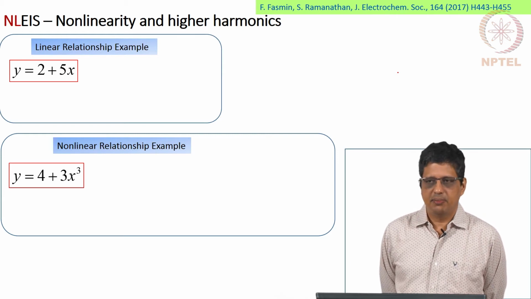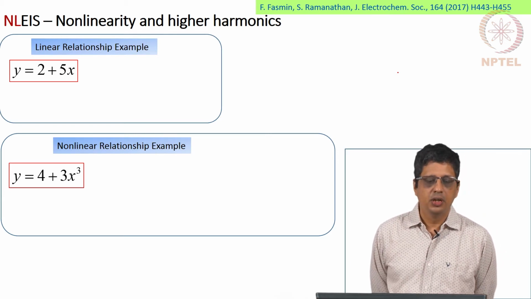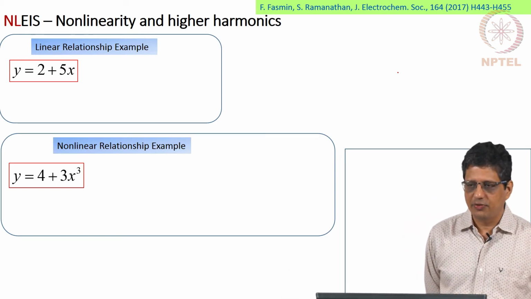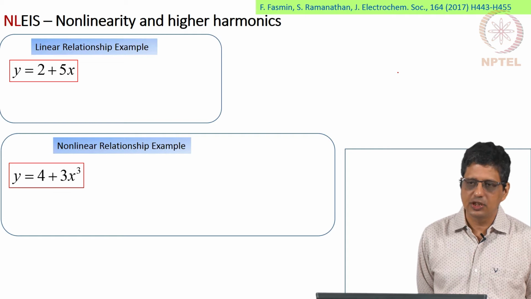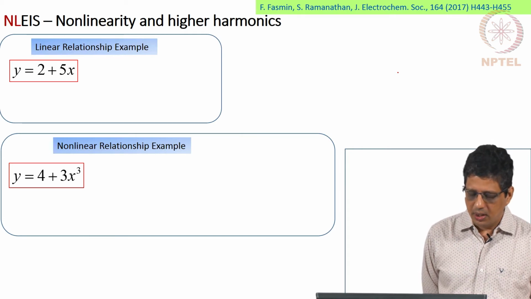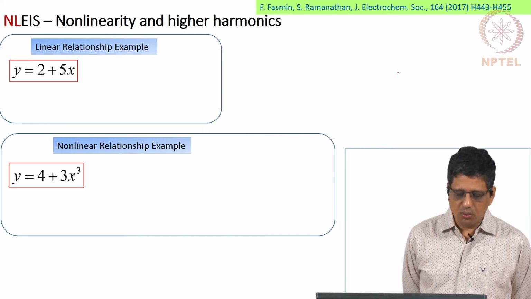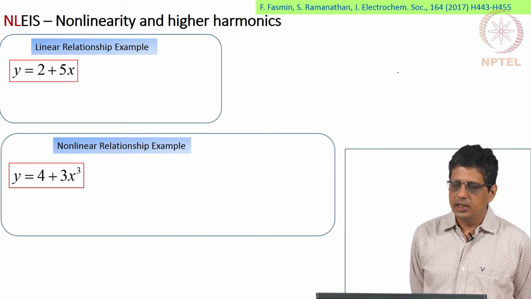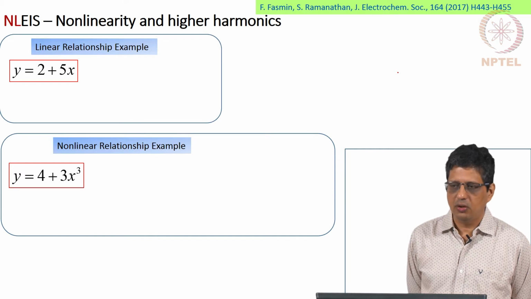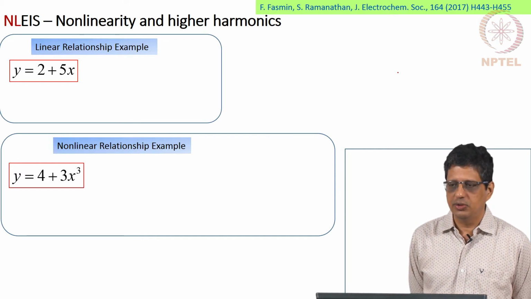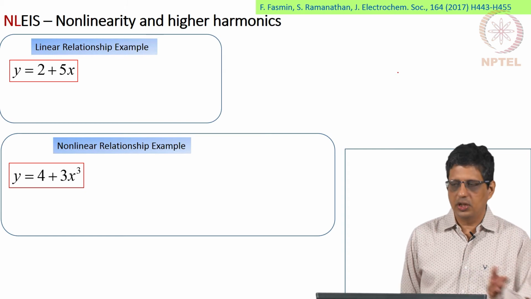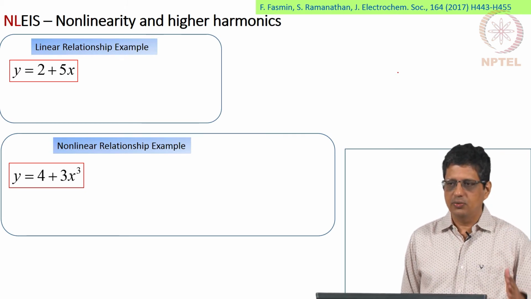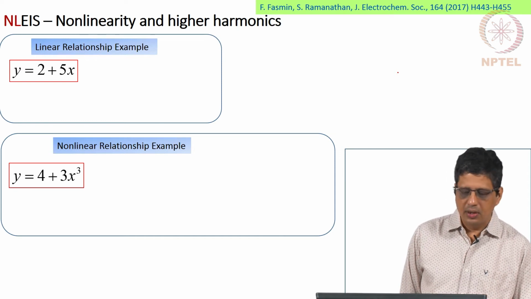So, I will start with some simple examples. You have one relationship y equal to 2 plus 5x, and if I draw y versus x, it is going to be a straight line. Okay. And another expression is y equal to 4 plus 3 x cube. I just made up this expression, and this is going to give you a curve. If you plot y versus x in a reasonable range, for example x value going from 0 to 10, you would not see a straight line, you would see a curve.